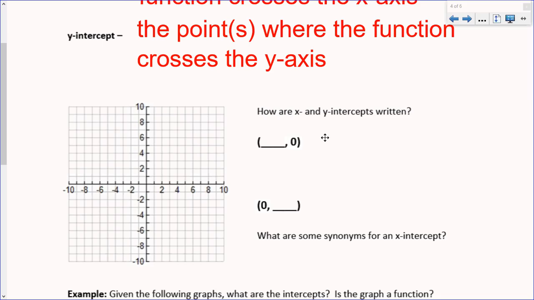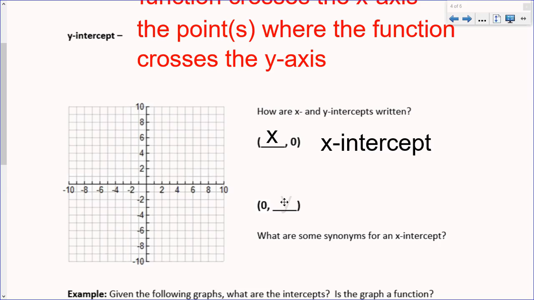Okay? So x-intercepts are always written with a value for x, and the y is always 0, because you're talking about something on this line. Well, the y is going to be the same no matter what. It's going to be 0 here. So that is good to know, because if you know what the y is, you could solve for the x and find the intercept, the x-intercept.